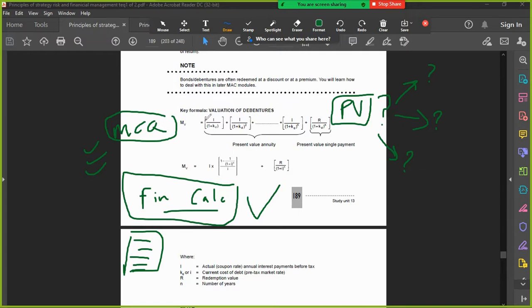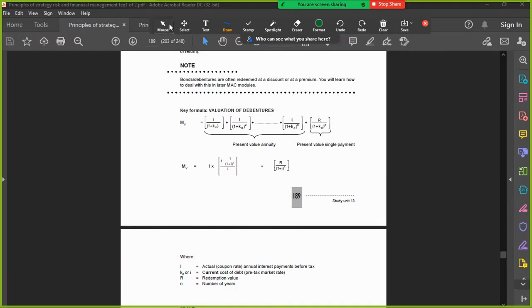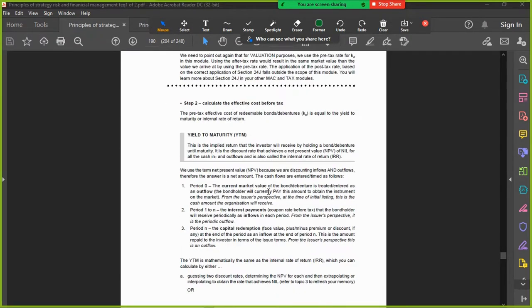So I'm going to do it using both methods if we need to, but I'm always going to ask you to rather use the calculator because that's the best method. Okay, no problem. So let's have a look at some examples.